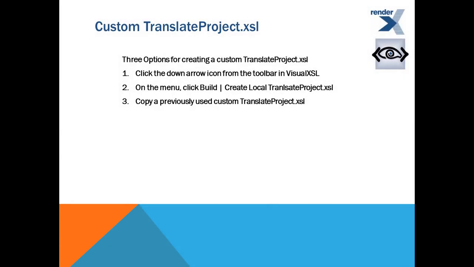The XSLT language supports inheritance, which means all we have to do is make a reference to this file in our own project, and then override the template rules that need our customization. To create a custom translate project for your design, just find the red down arrow icon from the toolbar and click it. Or, under the menu, click Build, Create Local Translate Project.xsl. This will create a blank Translate Project.xsl in your Projects folder that references the main Translate Project.xsl in the Program Files directory, which we commonly refer to as the Mother Translate Project. I'll demonstrate now.